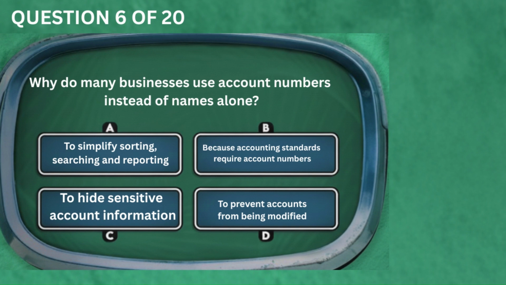Options are: is it to simplify sorting, searching, and reporting? Because accounting standards require account numbers? Is it to hide sensitive account information? Or to prevent accounts from being modified? Answer is account names can be inconsistent, but numbers keep everything structured and easy to reference.